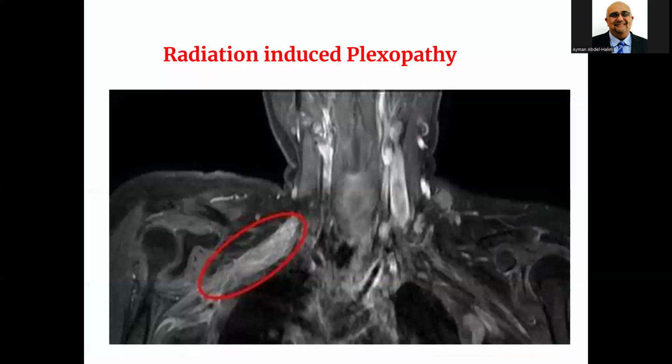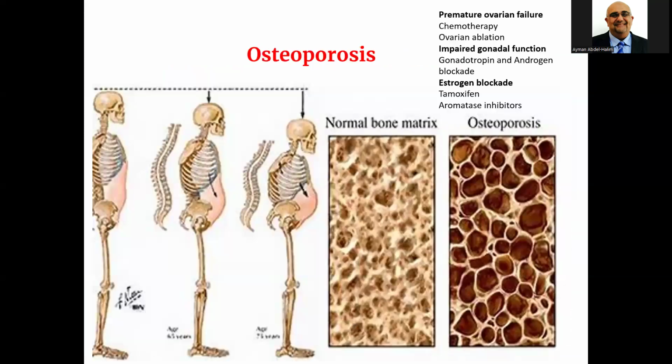Radiation-induced plexopathy. This is also a serious problem. It could be very painful. Okay. The treatment is the same, like it's a neuropathic pain. Osteoporosis. Osteoporosis can happen for several reasons here, like premature ovarian failure, impaired gonadal function, and drugs that block estrogen here, such as tamoxifen and aromatase inhibitors.